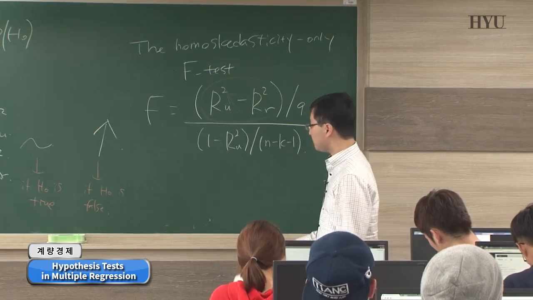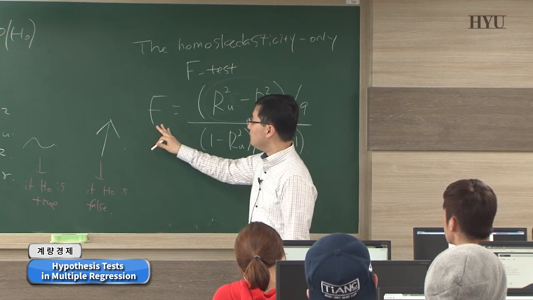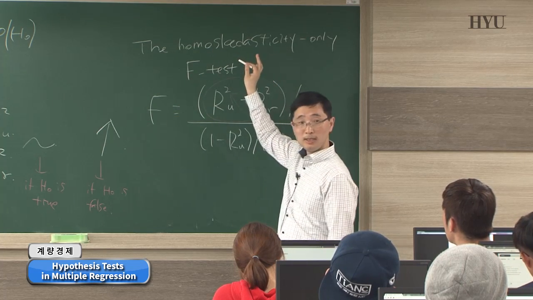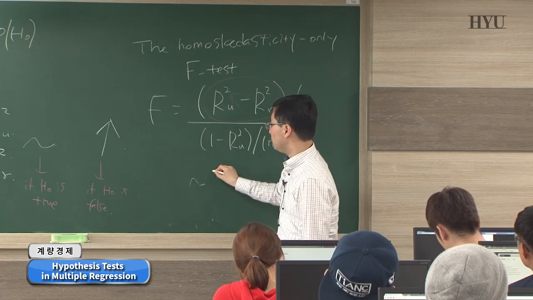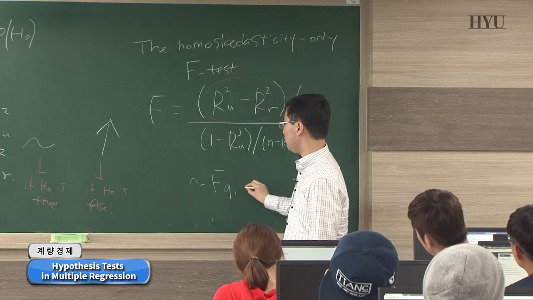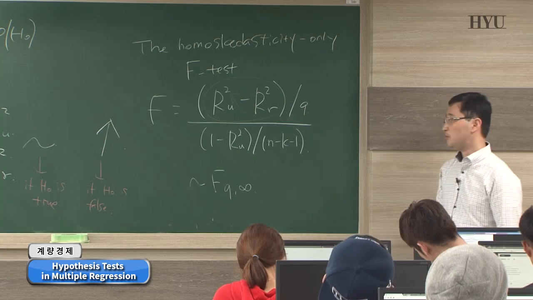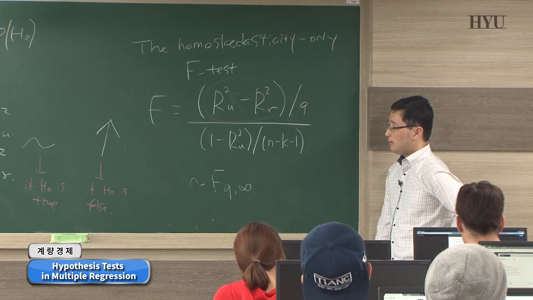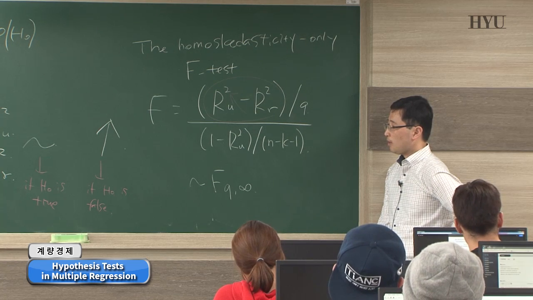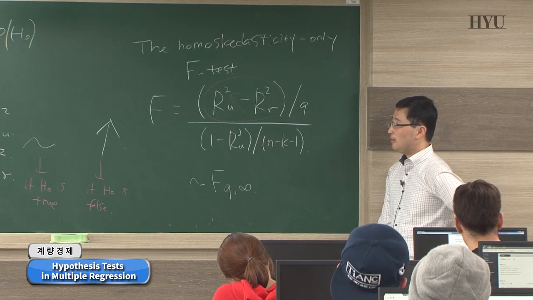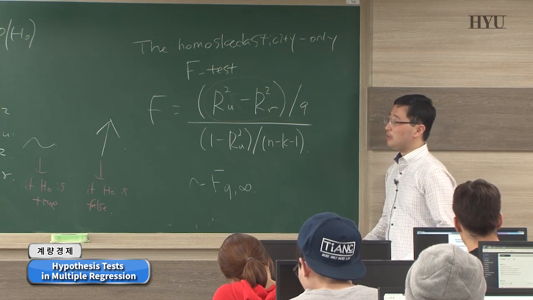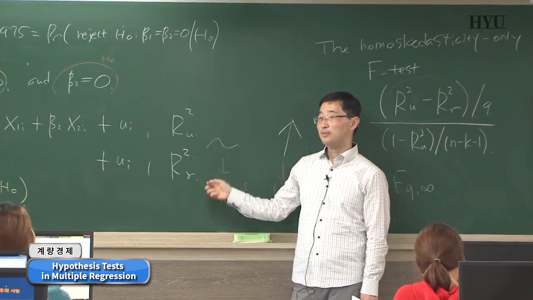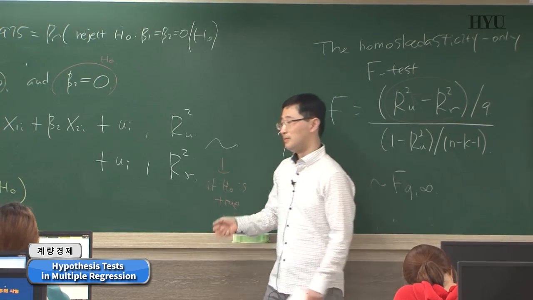Then we can show that this F-test is the same as the F-test I introduced before under homoscedastic errors. And this follows an F distribution with Q and infinity degrees of freedom. Okay? So we use the same cutoff, same critical value. So one way to run an F-test is actually to run two regressions, first and second, save the R squared, and compare them. Okay? But that's another idea.